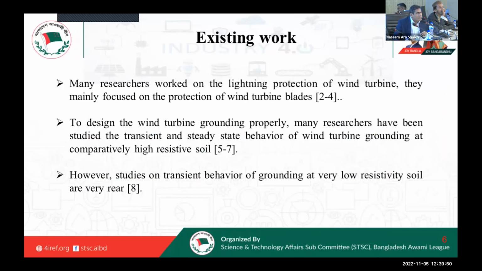So, existing work: many researchers worked on the lightning protection of wind turbines. They mainly focused on the protection of wind turbine blades. To design the wind turbine groundings properly, many researchers have studied the transient and steady-state behavior of wind turbine grounding at comparatively high resistivity soil. However, studies on the transient behavior of grounding at low resistivity soil are very rare.